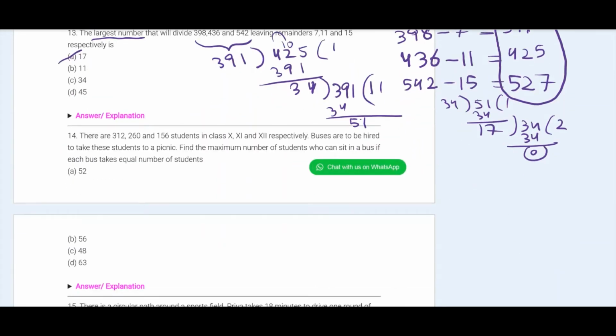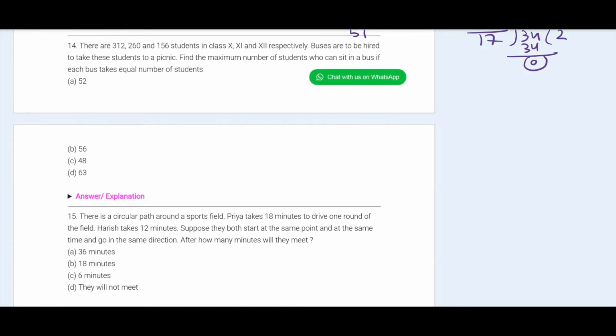So next, moving on to 14th question. So here is a word problem. There are 312, 260 and 156 students in class 10, 11 and 12 respectively. Buses are to be hired to take the students to a picnic. Find the maximum number of students who can sit in a bus if each bus takes an equal number of students. So here we need to find the maximum number of students who can sit in a bus if each bus can take an equal number of students.